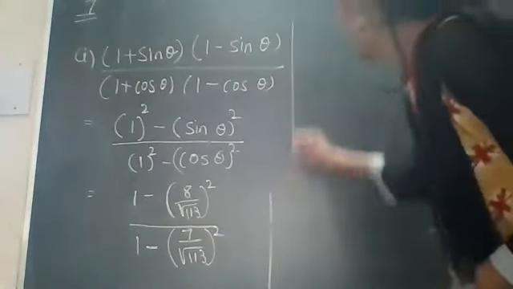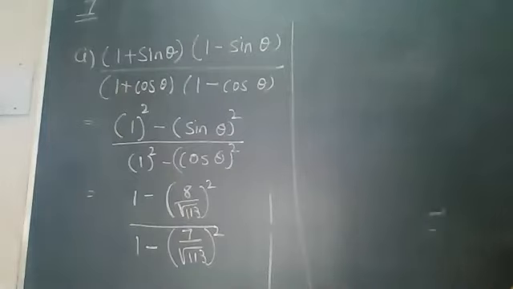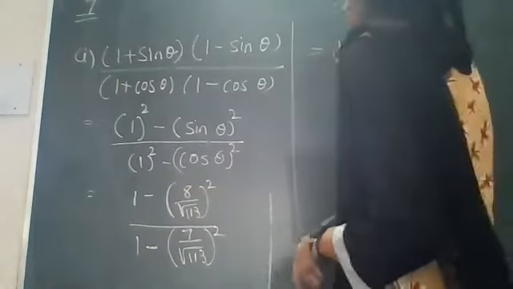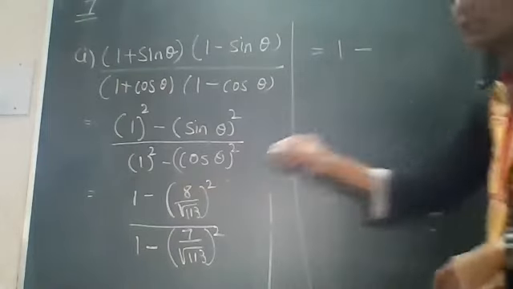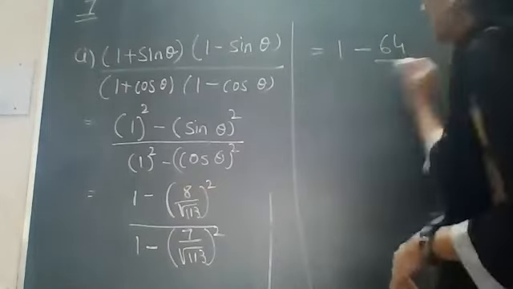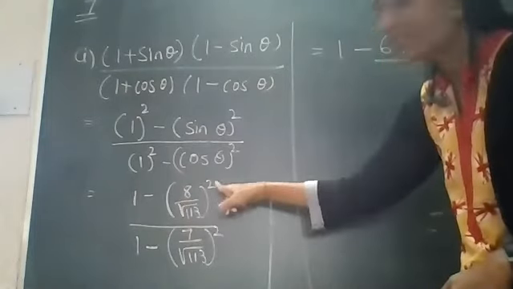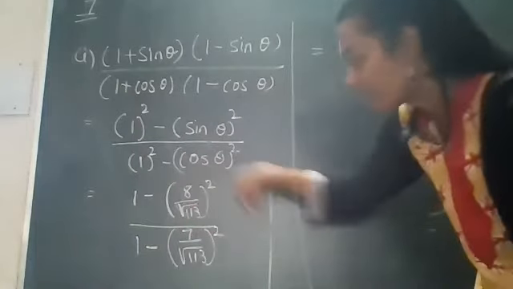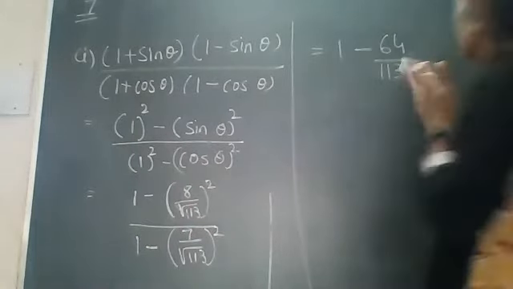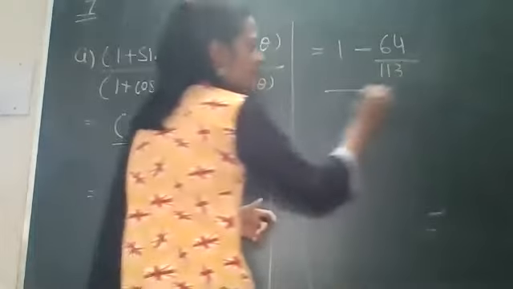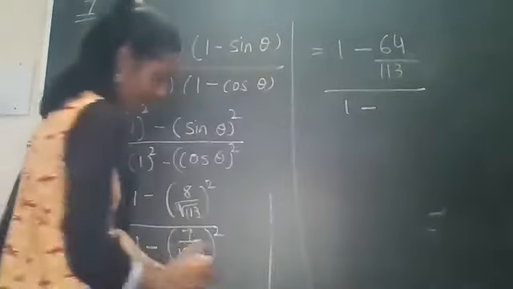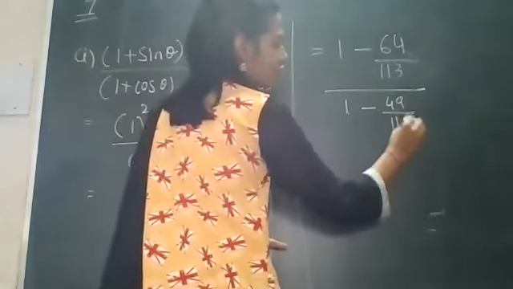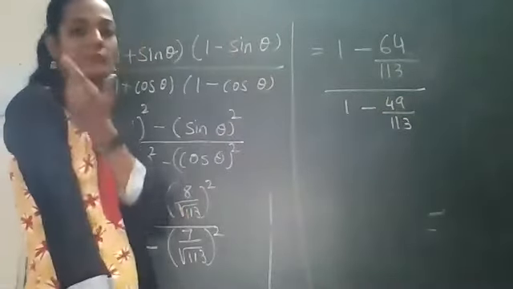Now we are going ahead with this one. Now 1 minus 8 square is equal to 64 upon under root of 113 square, which is 113, and this square will be cancelled out. So 64 upon 113, divided by 1 minus 7 square, which will become 49 upon 113. Clear?